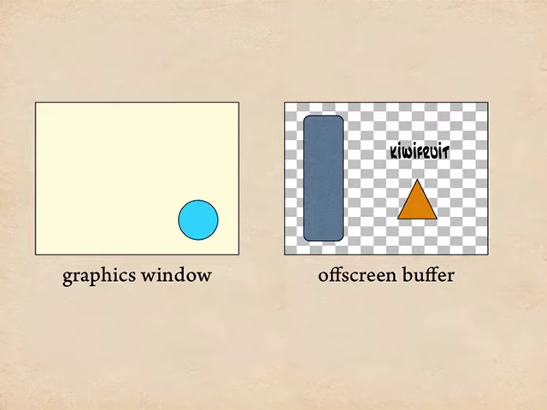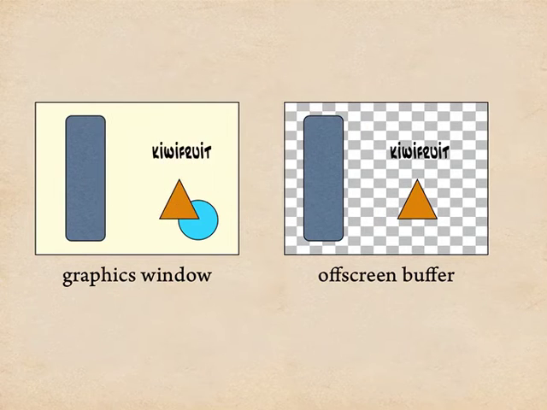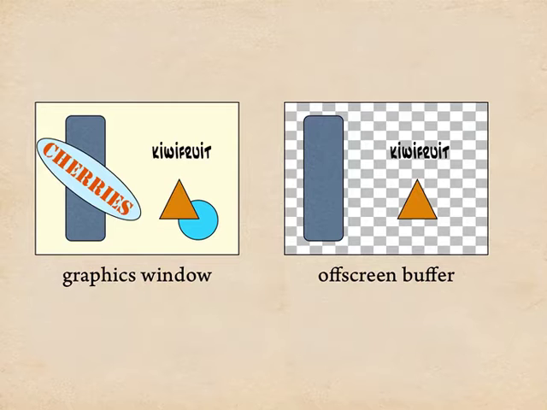Processing thinks of the off-screen buffer as an image, just like a photograph. So we can tell it to draw the image of the off-screen buffer right into the graphics window. And bam, there it appears on top of whatever else we might have drawn. And now we can continue drawing new stuff on top of that, just as though we had drawn a photograph.